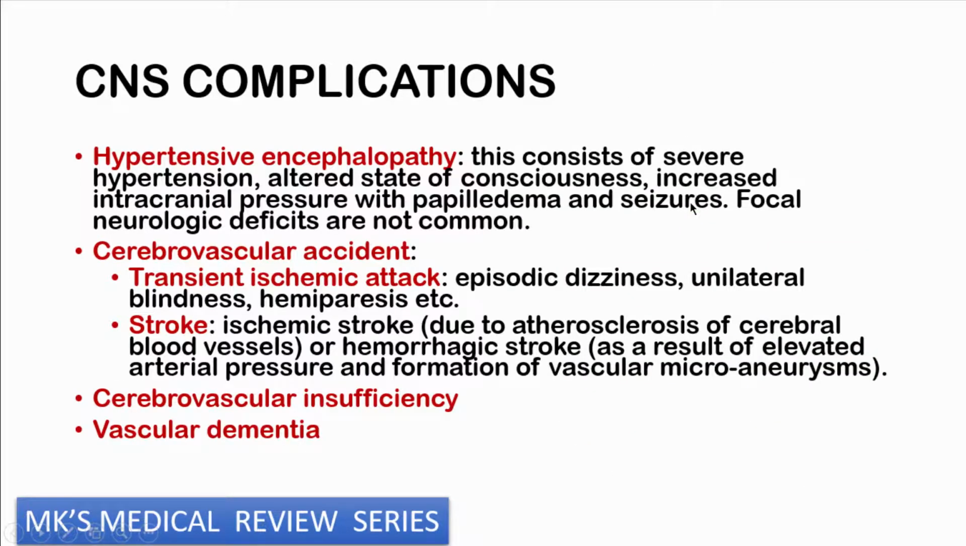So beginning with CNS complications, you may have hypertensive encephalopathy. So you get a patient who has a very high BP. They're going to be having an altered level of consciousness. They may have features of increased intracranial pressure, like, for example, papilloedema. They may even be having seizures.